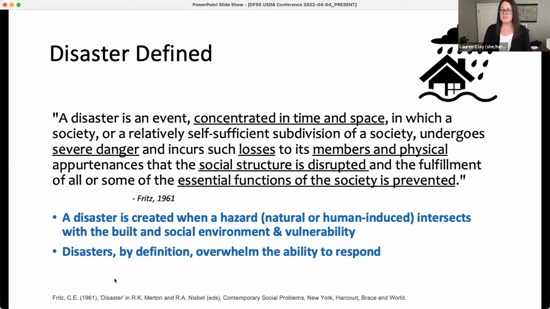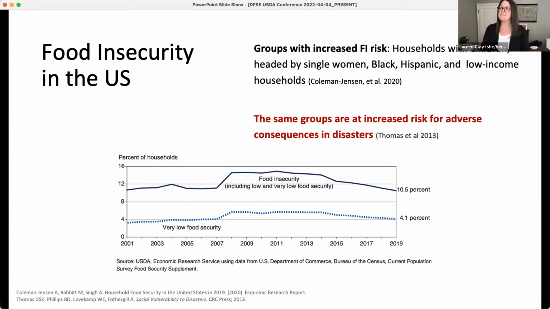Also, it's very important to remember that disasters, by definition, overwhelm the ability to respond. So if you're hearing about a disaster, it means that the local community can't handle it. They're going to need help from elsewhere. The systems are failing. And that holds true for food environments. So we're going to dig into that a bit today.